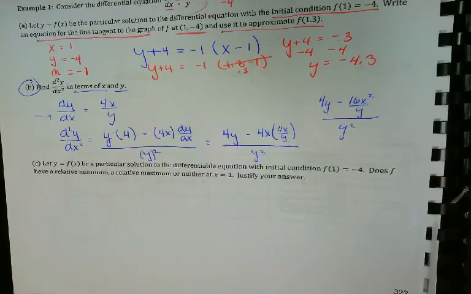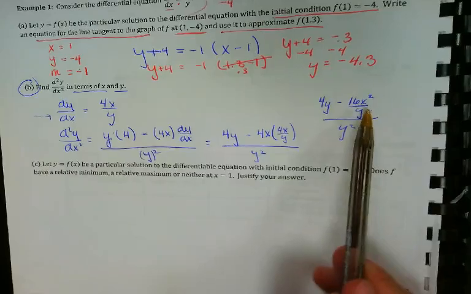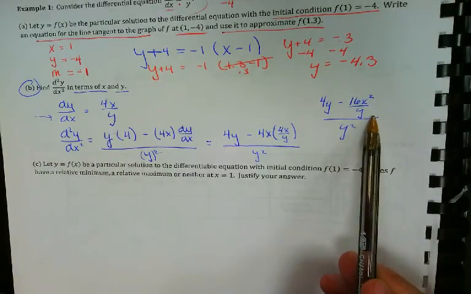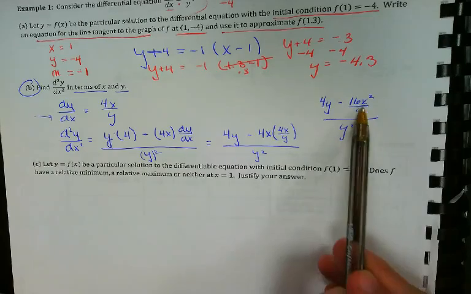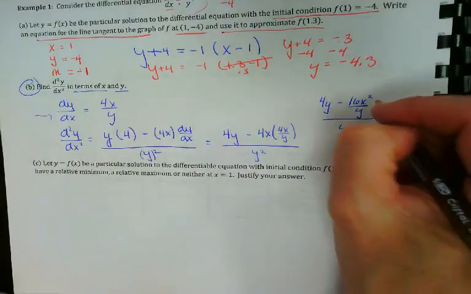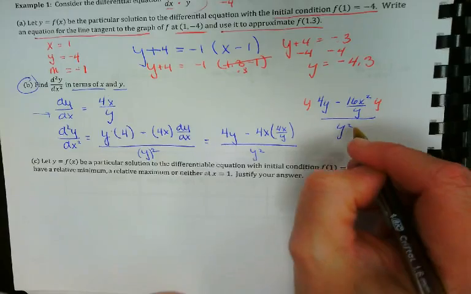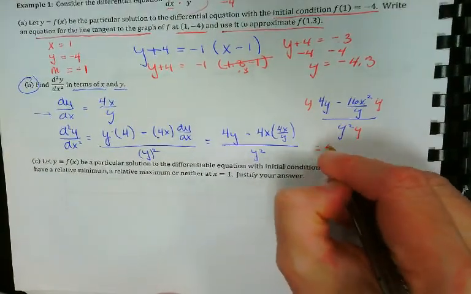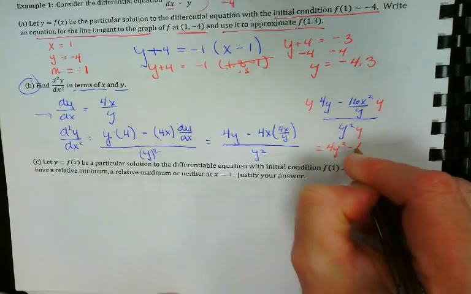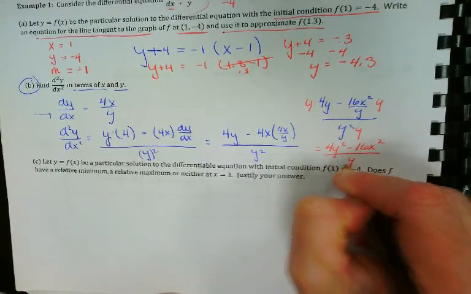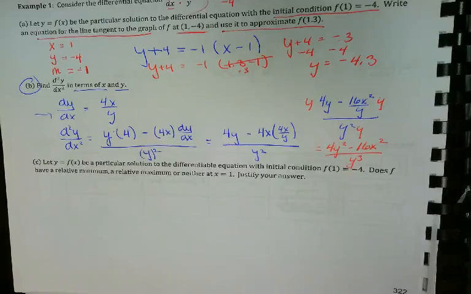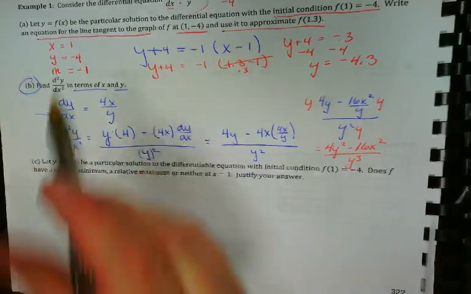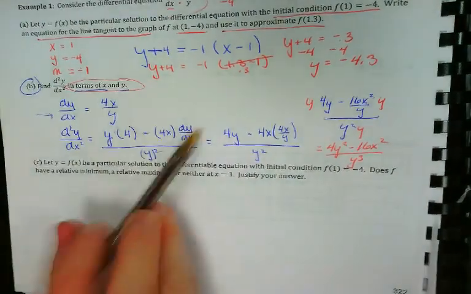And then lastly, I really just don't want to leave a complex fraction. What could I multiply that would eliminate this fraction? Just a y. So I'm going to multiply this by y, and whatever I choose to multiply, I have to do it to every term. So everybody's going to get it times y. So my second derivative would be 4y squared minus 16x squared all over y cubed. Okay. But if it says in terms of x and y, make sure you replace that dy dx.